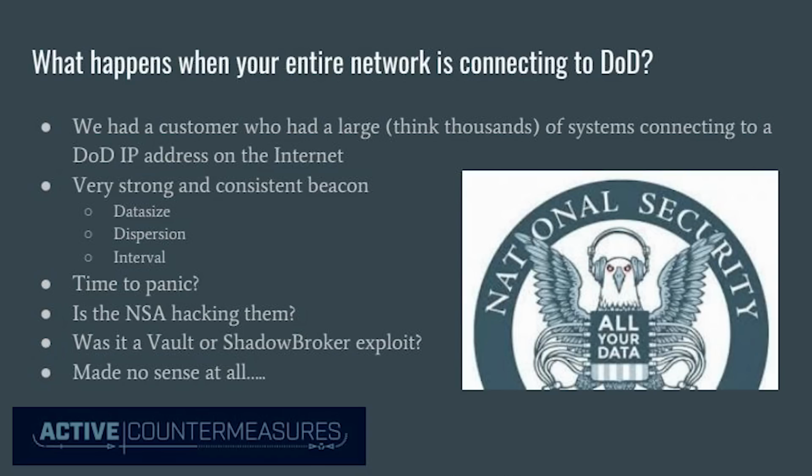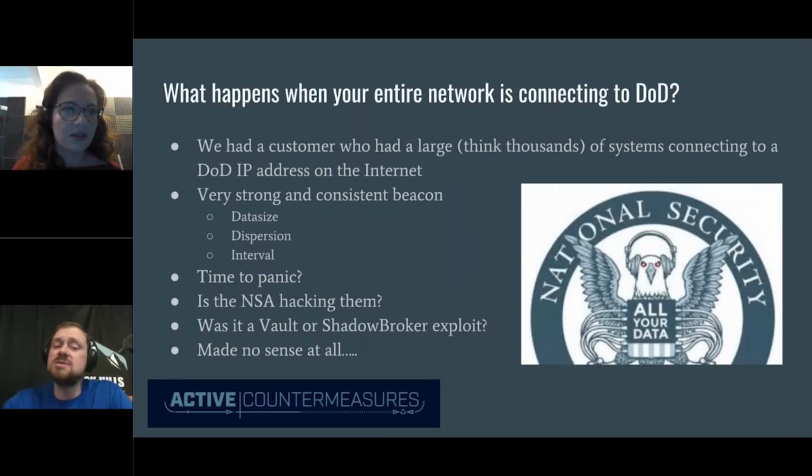So we found a very strong beacon that was leaving an environment. I can't remember, it was like 5-minute intervals. They had a large network, thousands of systems that were connecting out to a DoD IP address on the internet all the time, just beaconing. Data size was the same, dispersion was the same, interval was the same, lots and lots of IP addresses. Time to panic. I absolutely did panic a little bit, for a couple of reasons.